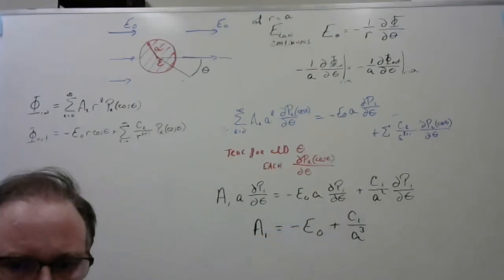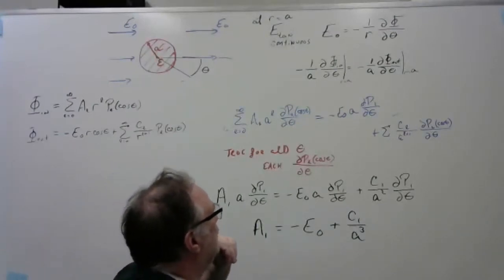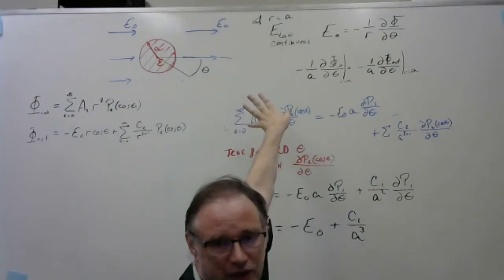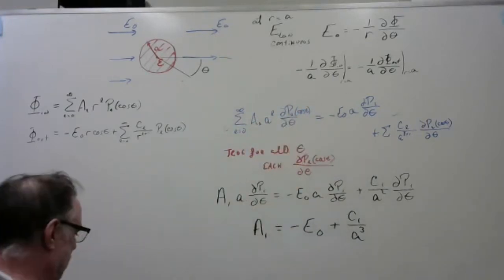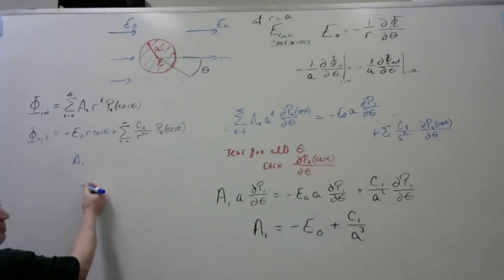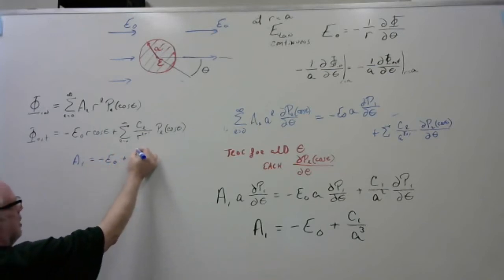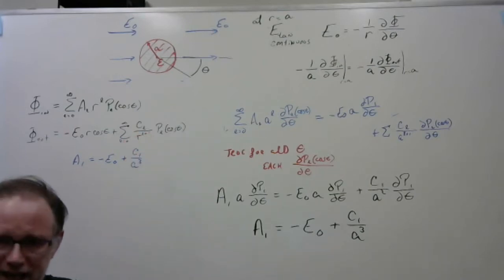Okay, so only for L equals 1, you get that. There's going to be an extra term, because for all the other ones, this is only 1. This isn't going to match up. This isn't going to do anything with any of the other L's. Okay? So let's put this little information up here. I know that A1 is minus E naught plus C1 over A cubed. So in other words, we're going to have to do cases for all of these.